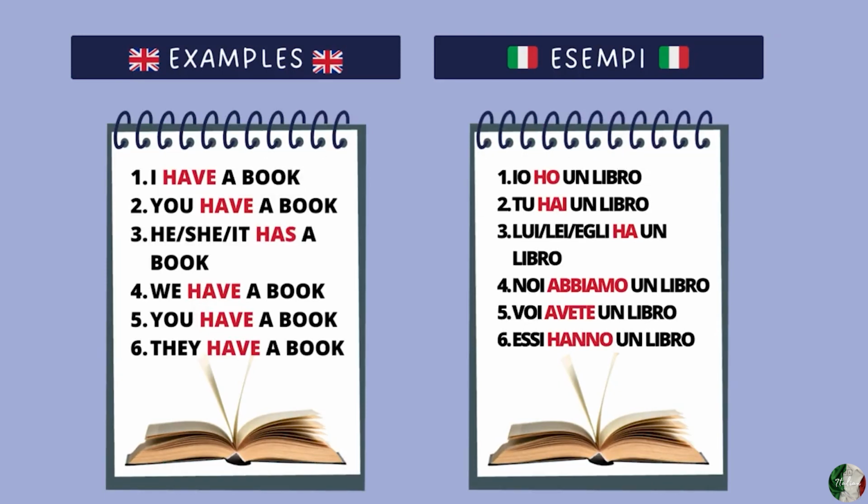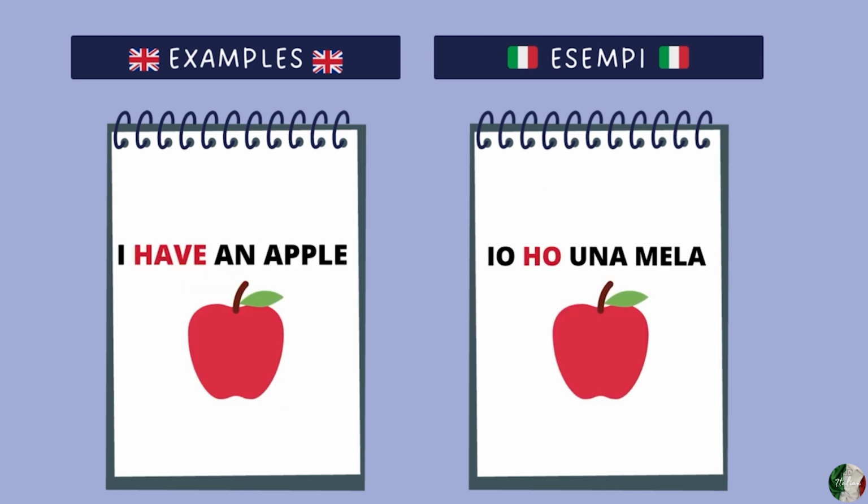In fact, we start with a first sentence, which is I have a book. In Italian is io ho un libro. You have a book. Tu hai un libro. He, she, it has a book. Lui, lei, egli ha un libro. We have a book. Noi abbiamo un libro. You have a book. Voi avete un libro. They have a book. Essi hanno un libro.